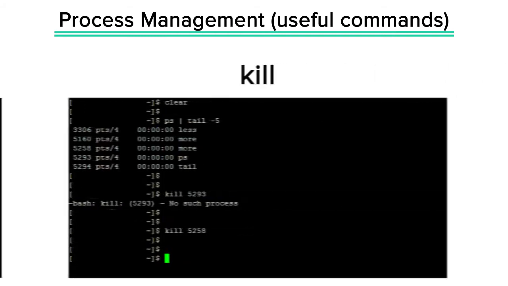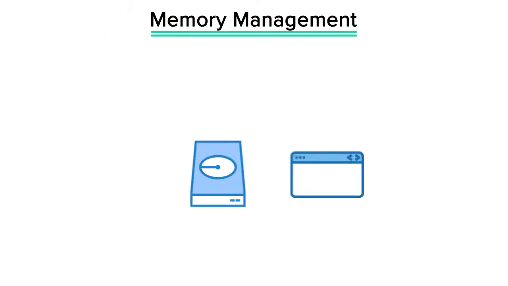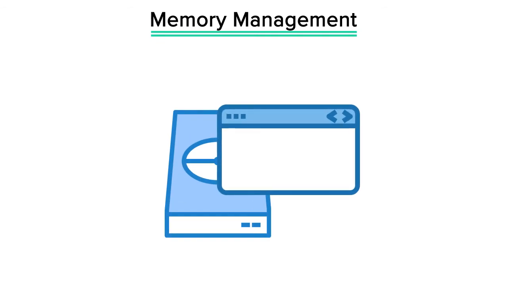The kill command can kill a process given its process ID. You can get this information from the ps, top, or pgrep commands.